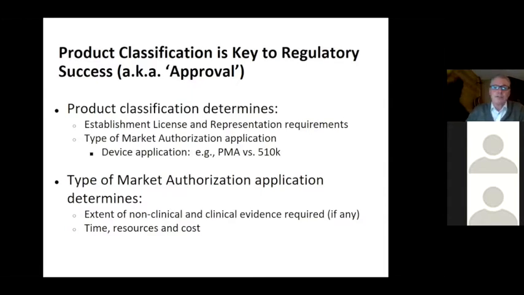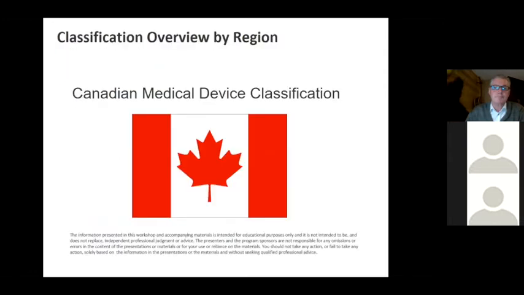The market authorization application you choose will then determine the extent of the clinical and non-clinical evidence requirements, as well as the time, the resources, and the costs that you will incur to produce them. So let's get into talking about classifications specifically by region. I'm going to start with Canada.